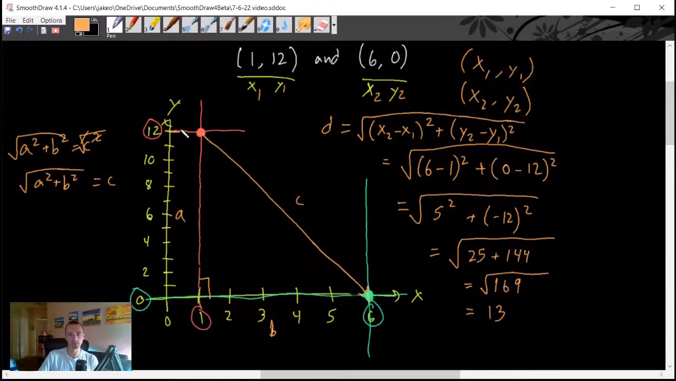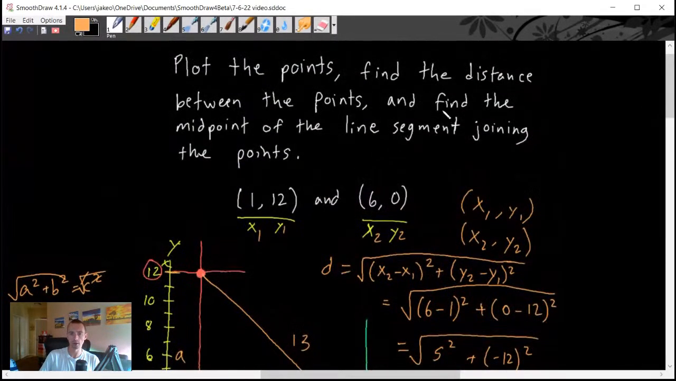So basically the distance between these 2 points, 1, 12 and 6, 0, should be 13. So that would be the distance between those 2 points. Okay. We do have one more part of our problem to do here. We need to find the midpoint of the line segment joining these points.